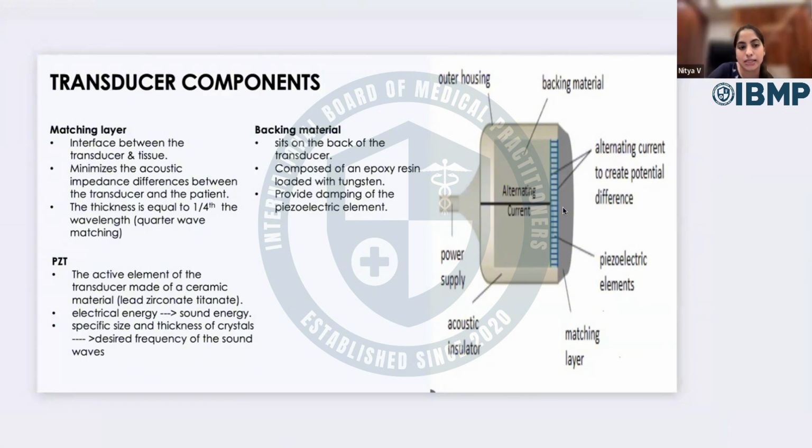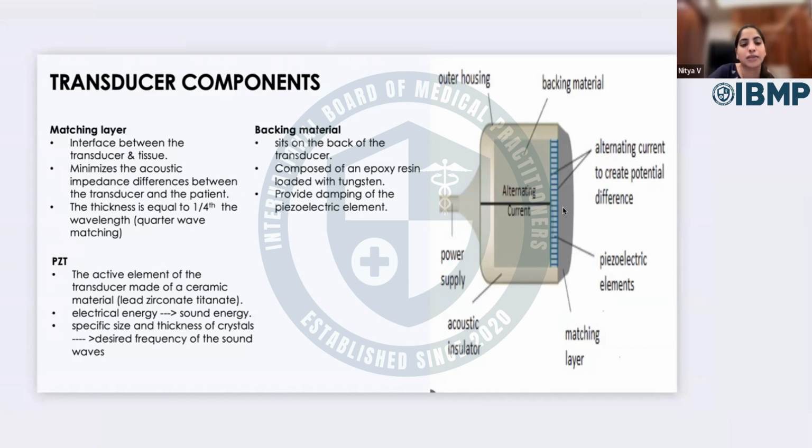Then the next layer is the piezoelectric element. It is the active element of the transducer, the piezoelectric crystals, which are composed of a ceramic material, lead zirconate titanate. The purpose of the piezoelectric crystal is to convert electrical energy into sound energy, right? And every probe has a different frequency. How is that possible? That is possible because the piezoelectric crystals are of specific size and thickness in each probe.